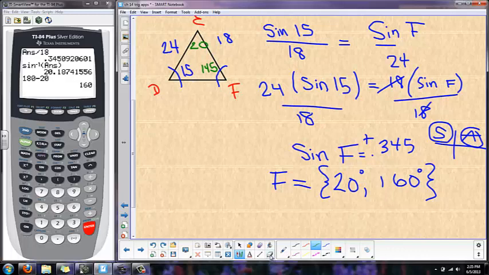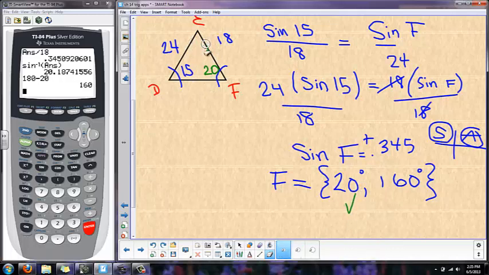Oh, wait, I did that backwards. Sorry. We were solving for angle F. Not that it matters, but this is angle F, so this would be 20. And this would be 145. So that completely, absolutely would work. That one would work, so check that off.